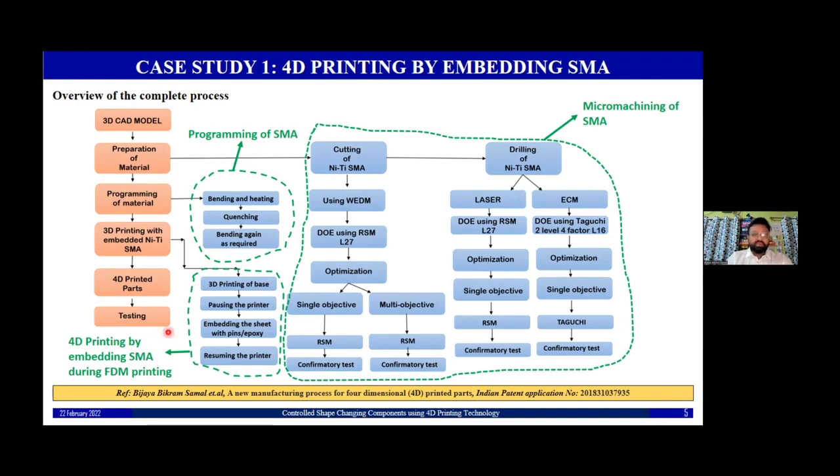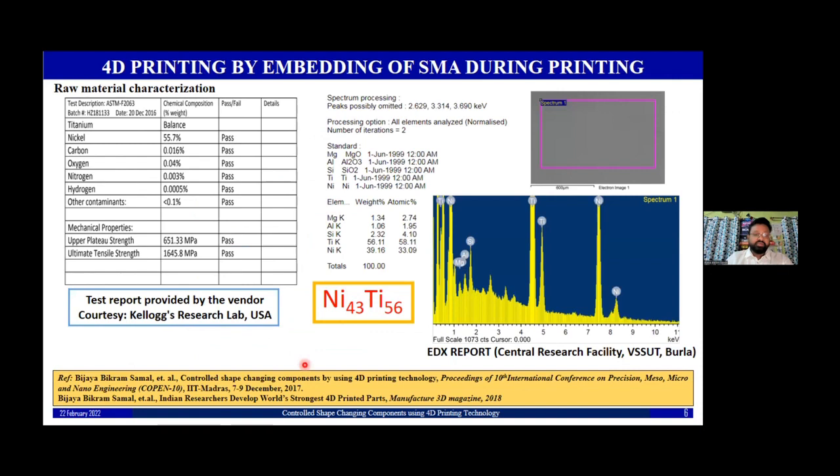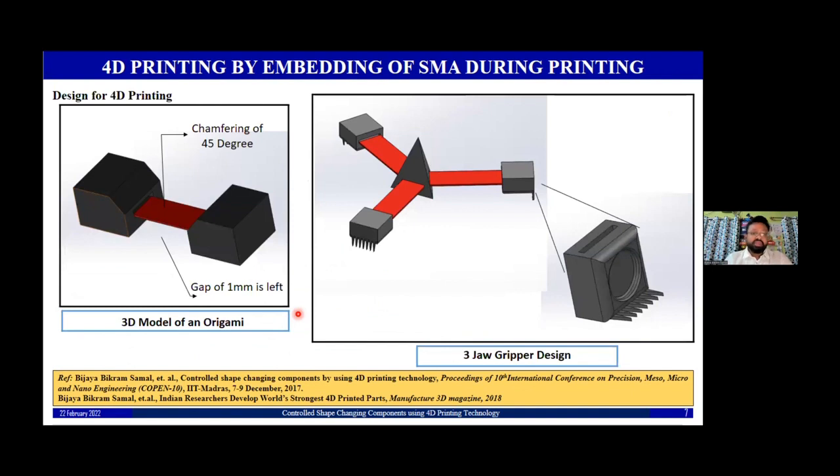Here we have used the nickel titanium alloy from our vendor, and once we got it, we did energy dispersive spectroscopy to find out the exact composition of nickel and titanium. We found that the nickel percentage was 43% and the titanium was 56%, which is a titanium rich nickel titanium alloy, generally used for biomedical applications. So here, this is the design for 4D printing.